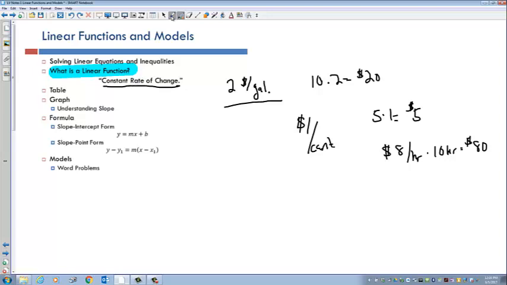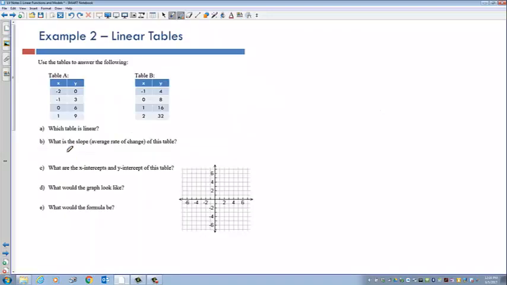So what we're going to do next is look at a linear function through the different ways to represent them. We'll look at tables, a basic graph, and then we'll do some formulas. And then we'll finally conclude this section with some modeling, how to use linear functions to model things. So let's take a look at using tables.